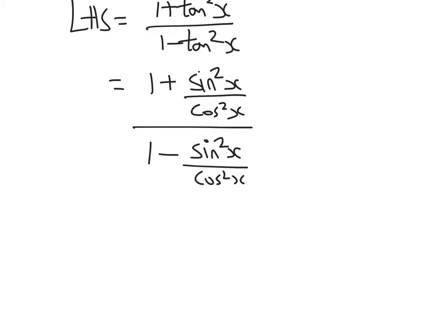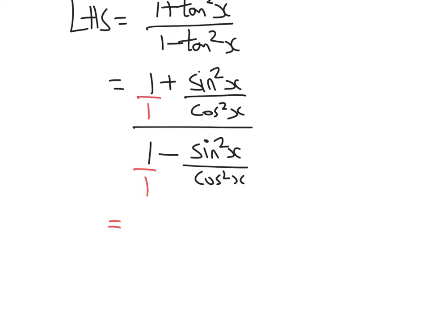I have two terms on the numerator, two terms on the denominator, and I need to make them one combined term. So I'm going to transform this 1 into a fraction with cos squared x on the bottom. Now remember, 1 is already a fraction. It's 1 over 1. Now I need the denominator of this fraction to be the same as the denominator of this one. So if I multiply top and bottom by cos squared x, then they will have the same denominators.